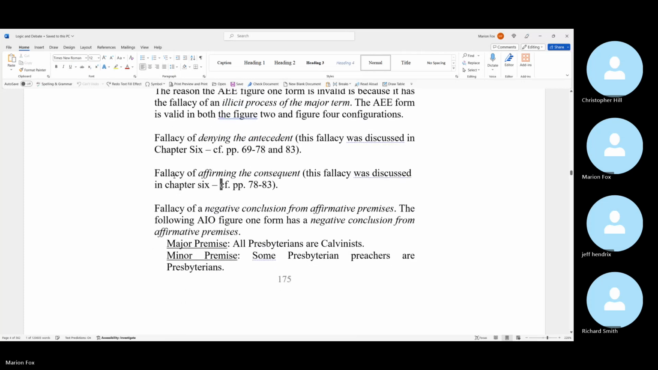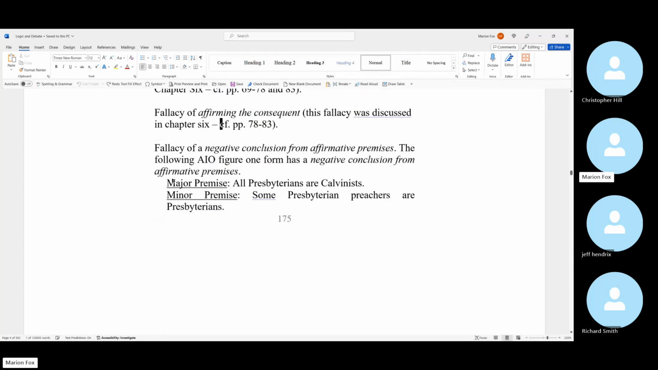Any questions? All right. Now we can have a negative conclusion from an affirmative premise, right? Look at your major premise. It's an A-type proposition. All Presbyterians are Calvinists. And then we have some Presbyterian preachers are Presbyterians. Well, that would be true. Most Presbyterian preachers would be Presbyterian, maybe all of them, but some would certainly be true. So these are an A-type and an I-type proposition.